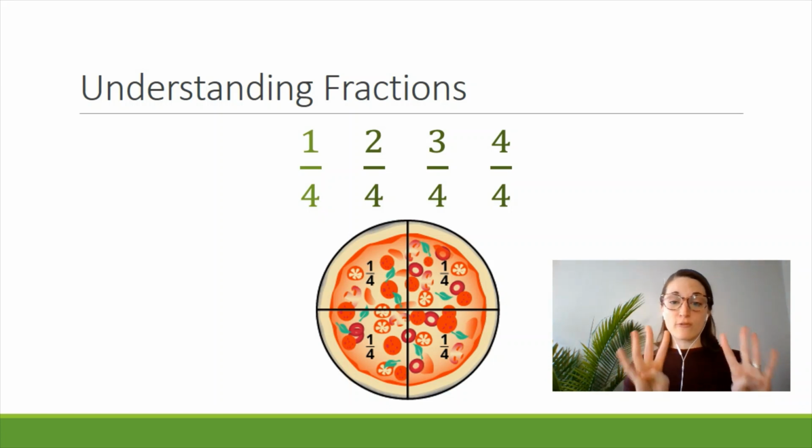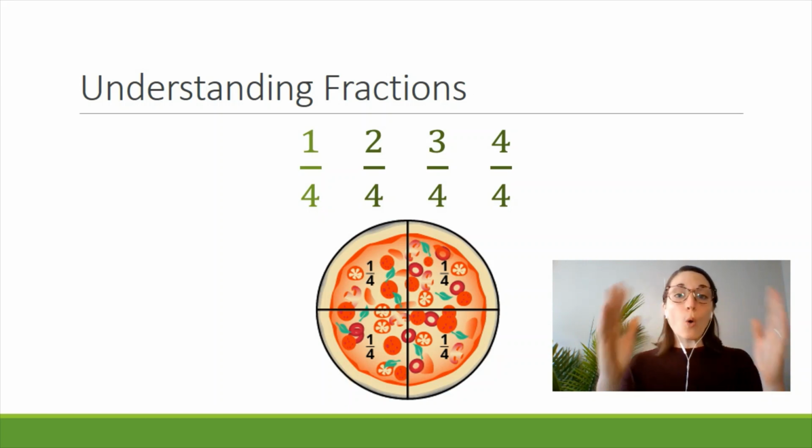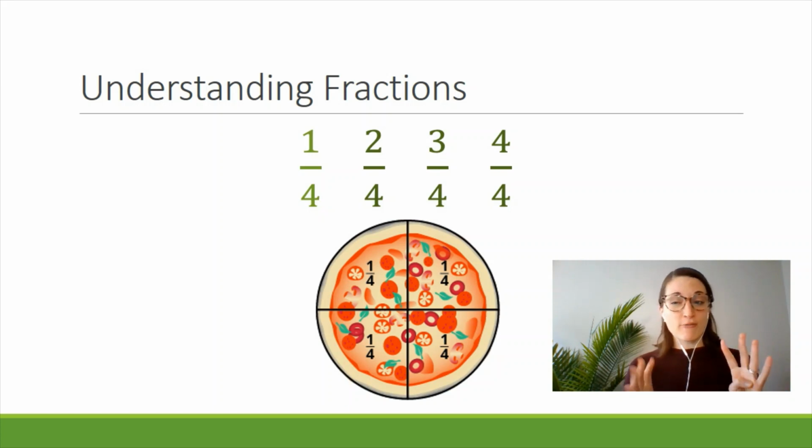Now, let's say you ate all 4 slices. That's 4 out of 4 slices of pizza, or 4/4. That would be the whole thing. So 4/4 is actually equal to 1 whole. In fact, any fraction that's written that way, 5/5, or 100/100, or 74/74, if it's the same numerator and denominator, top and bottom, that fraction is actually just equal to 1 whole.